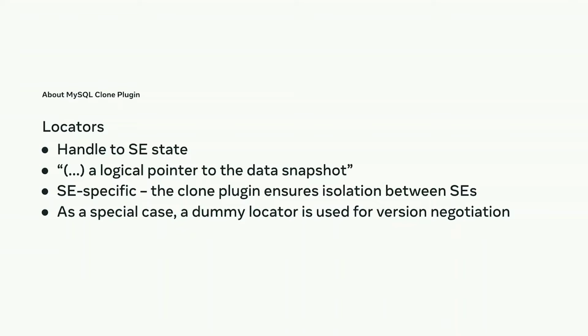MySQL clone locators are basically logical pointers to the data snapshot, and they are storage engine specific. At the beginning of the clone, a dummy locator will be created for version negotiation between the client and the donor. And in the case of a clone restart, the client locator will be used as a snapshot to tell the donor where to restart.